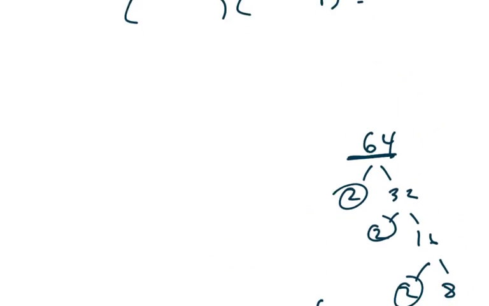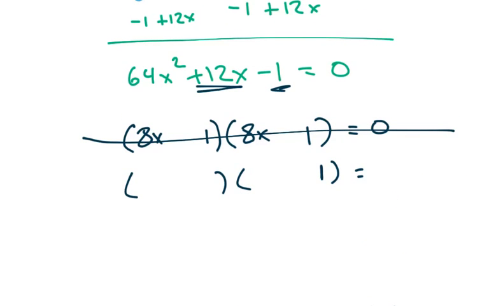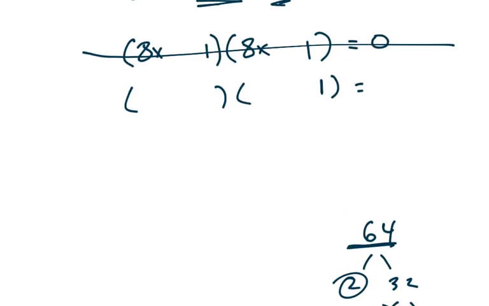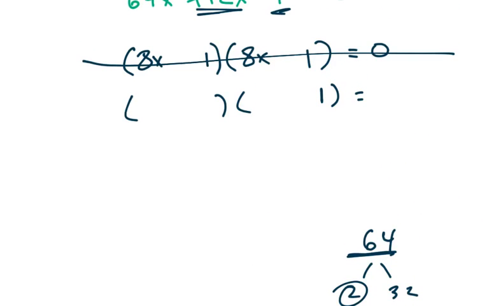Now, what I want is such that the difference is 12. So I've got to figure out some combination of multiplying these numbers together that gives me 12. So let's see here. That would be 8 and 8. I don't want to do that. That's what I just did. So let's try 16 and 4. This is 16, this is 4. If I subtract, I get 12. Boom. There we go. So I said 16 and 4, so 16x and 4x.